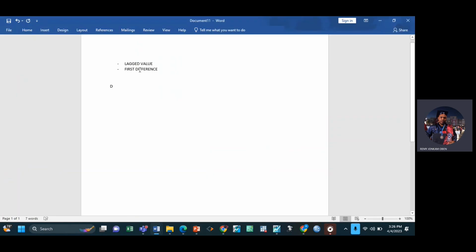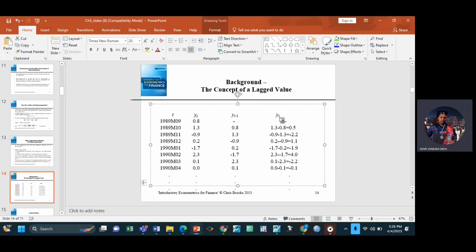Difference. Okay, this is the difference operator. So it's actually the first difference. This change in YT simply means the first difference. And how do we get the first difference? It is actually YT minus YT-1. So if you see, YT minus YT-1 gives you the first difference, right?